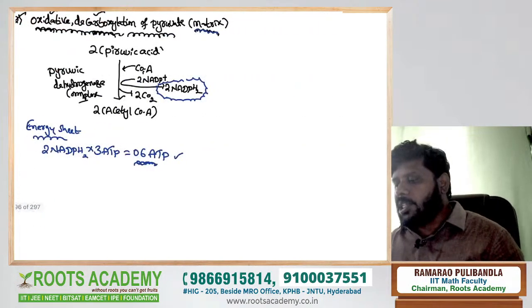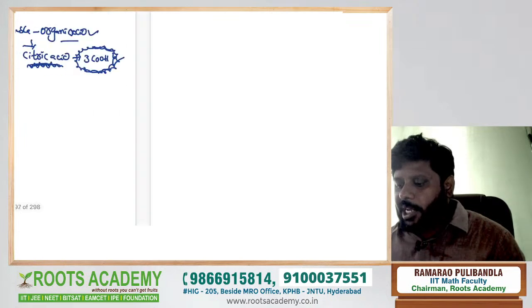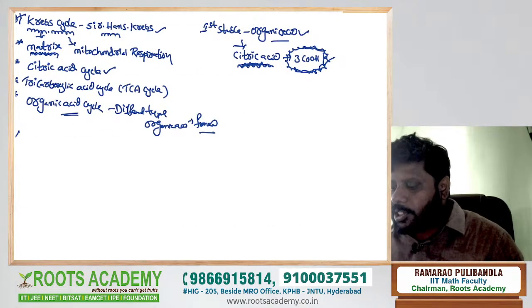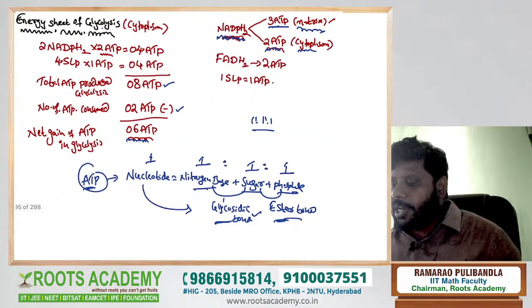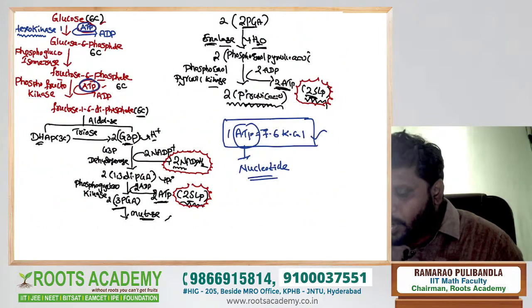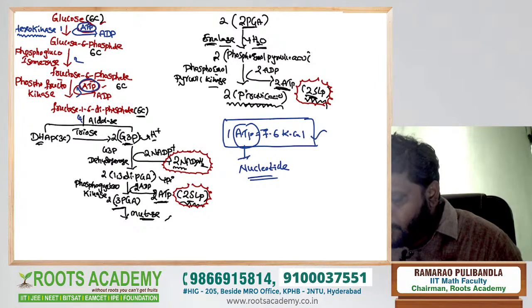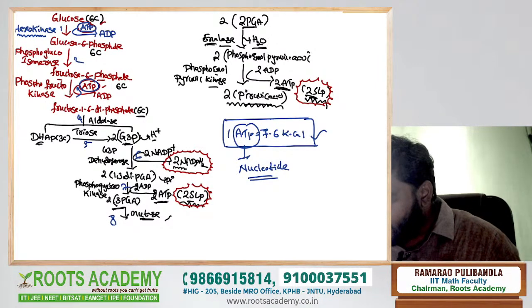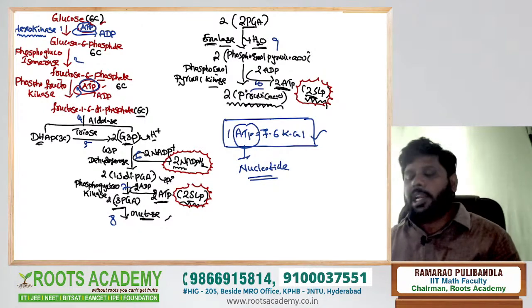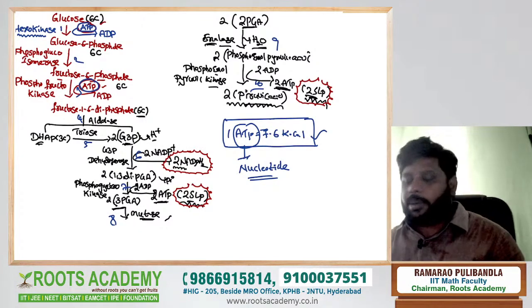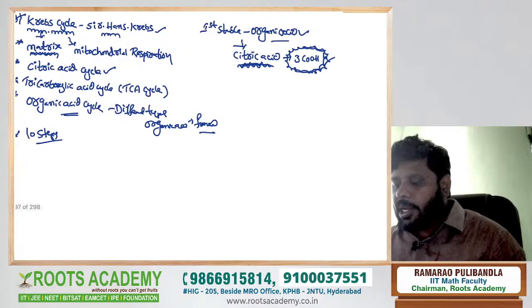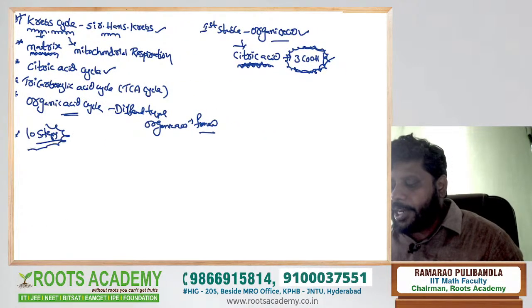Okay? And this Krebs cycle is also completed in 10 steps. Glycolysis is completed in how many steps? 10 steps. See, 1, 2, 3, 4, 5, 6, 7, 8, 9, 10. So glycolysis is completed in 10 steps. Like that, the Krebs cycle is also completed in 10 steps.